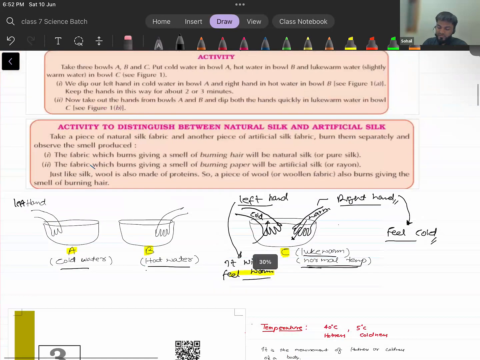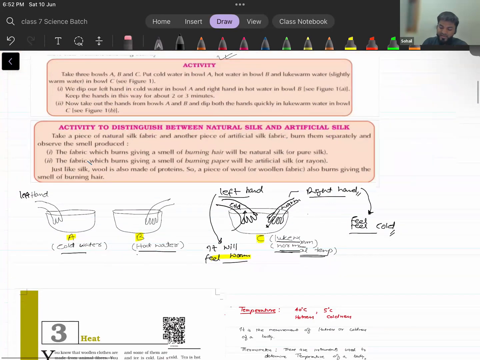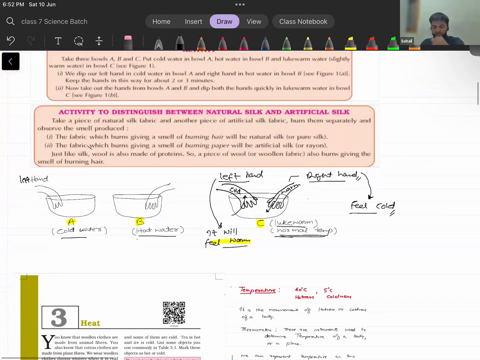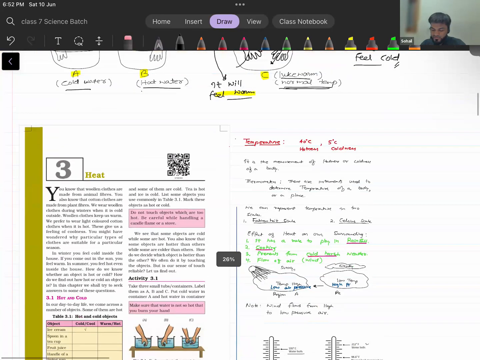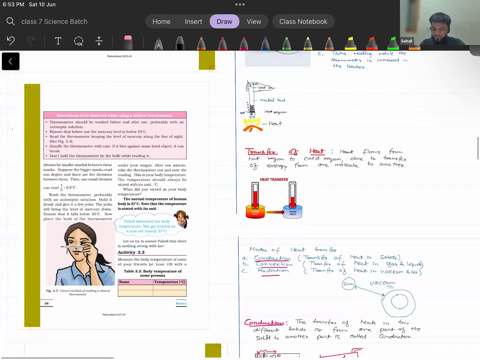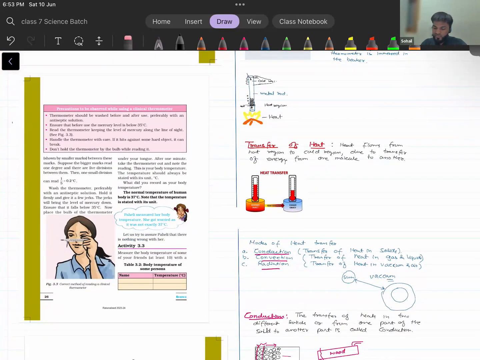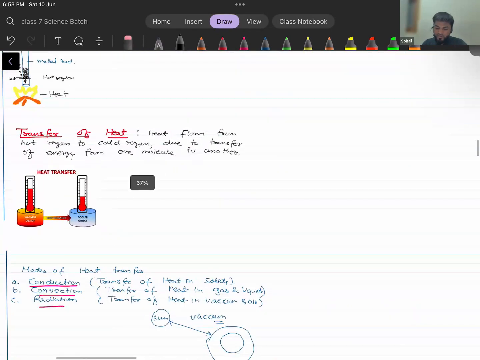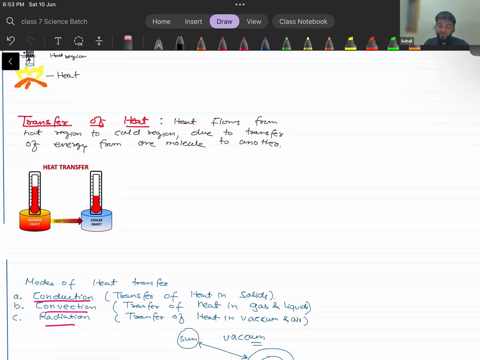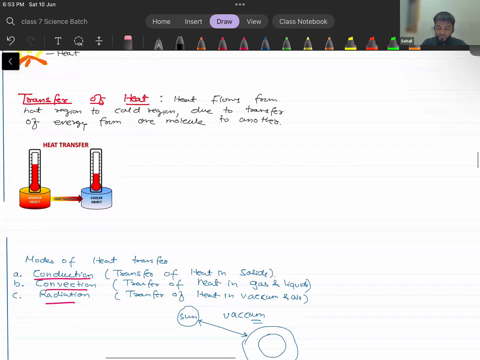So this is what was happening basically in the activity. All right, so far we have talked about all these things. We were talking about transfer of heat, right? Heat flows from hot region to cold region due to transfer of energy from one molecule to another. We know that.